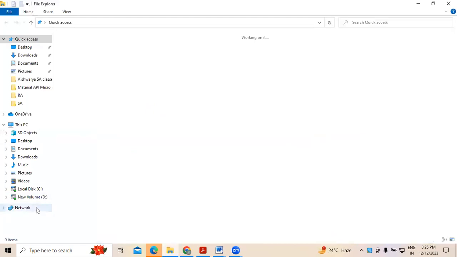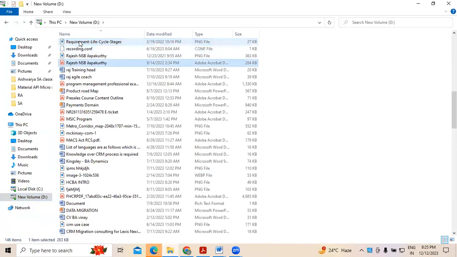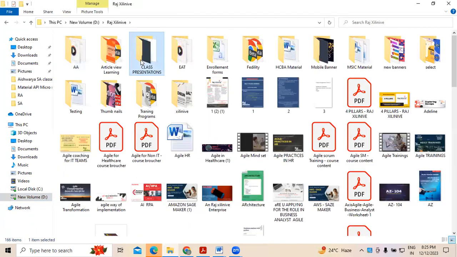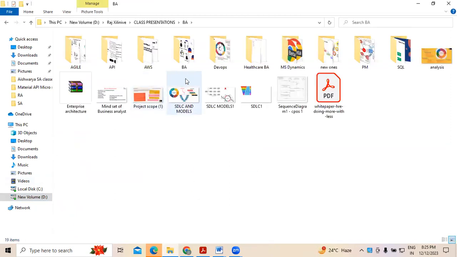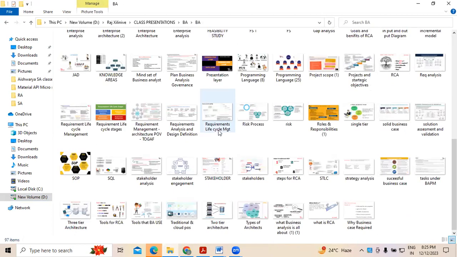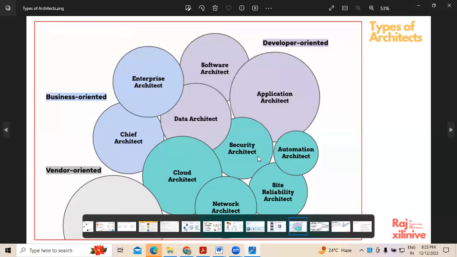Let me show that to you so that you get some idea. In the beginning, I have told you that. I'm not sure whether you remember it or not. Yeah, here you can see, right? So there are different architects, as I told you, right? Network architects, right? So security architects, cloud architects, different architects will be there.